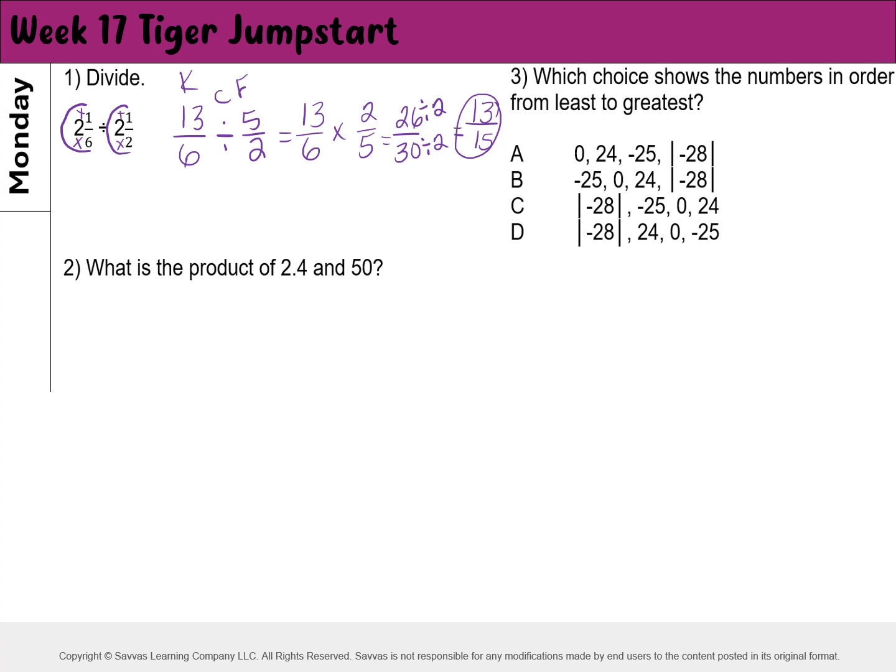Number 2. What is the product of 2 4/10 and 50? Remember, product means to multiply. If you multiply with a decimal, you act like there is no decimal point. So you have 24 times 50.